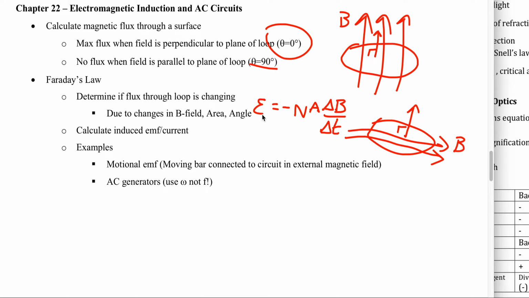Then you just plug in your numbers, and it will tell us how much EMF is induced in that loop. Don't really worry about the negative sign, because Lenz's law will tell us which way that induced EMF and current go. Faraday's law just tells us how strong the EMF is, and then you can always find the current: it's that EMF divided by the resistance, if it's a simple circuit with a resistance.